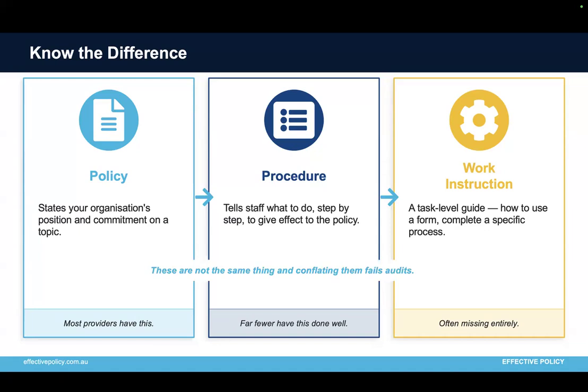So these are not the same thing. Getting the policy mixed up with the procedure, mixed up with the work instruction, it is a mistake. They are all different things. Policy and procedure is not just one thing, it's meant to be two things. A really good policy and procedure will also have work instructions in it as well, or you may have them separately.